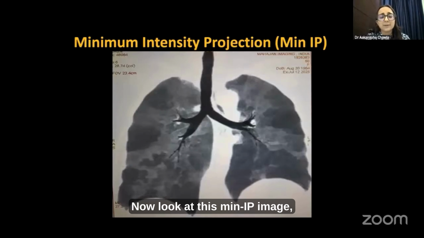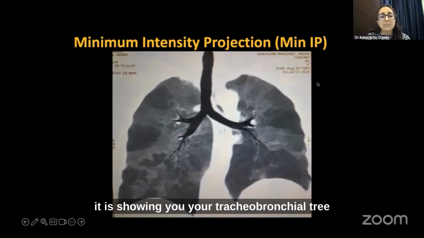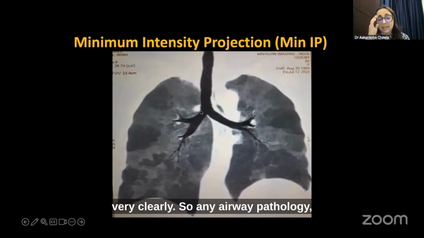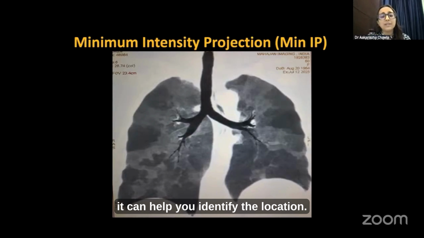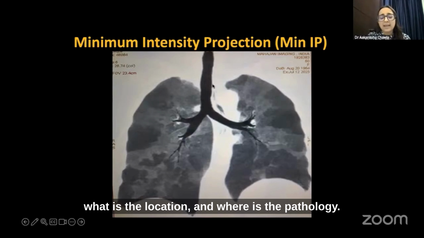Now look at this min IP image, which is the minimum intensity projection. So what has happened? It is showing you your tracheobronchial tree very clearly. It is clearly delineating all the segments, and it is showing you the anatomy very clearly. So for any airway pathology, it can help you identify the location, whether it's cranial, caudal, what is the location, and where is the pathology.